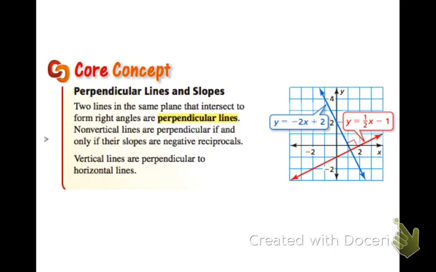Perpendicular lines: two lines in the same plane that intersect to form right angles are perpendicular. Non-vertical lines are perpendicular if and only if their slopes are negative reciprocals. So this is kind of important. Perpendicular slopes are negative reciprocals. Vertical lines are perpendicular to horizontal lines. Look at the slope right here, this -2x. The negative reciprocal of that would be a positive 1/2.